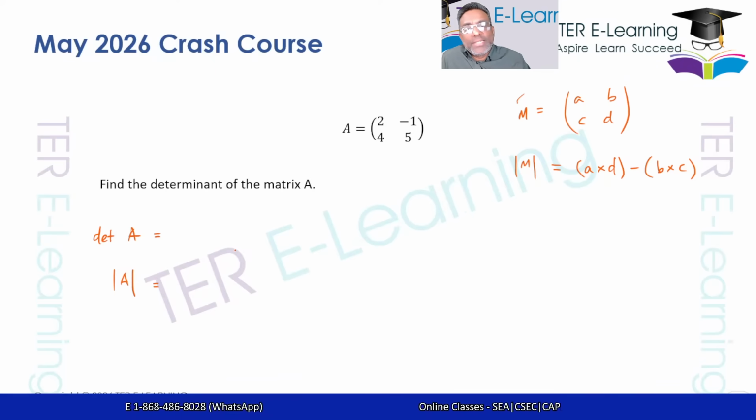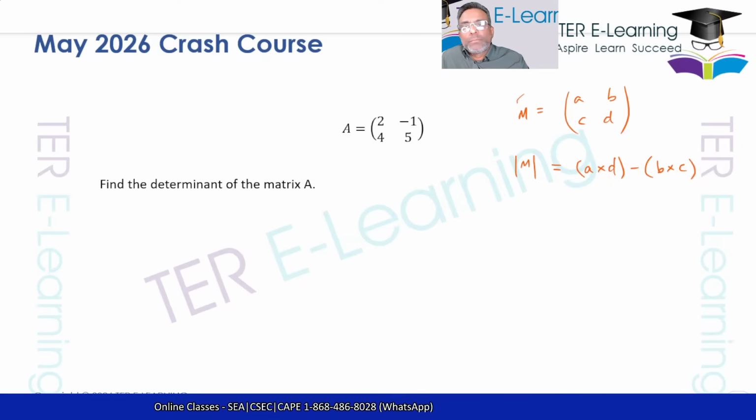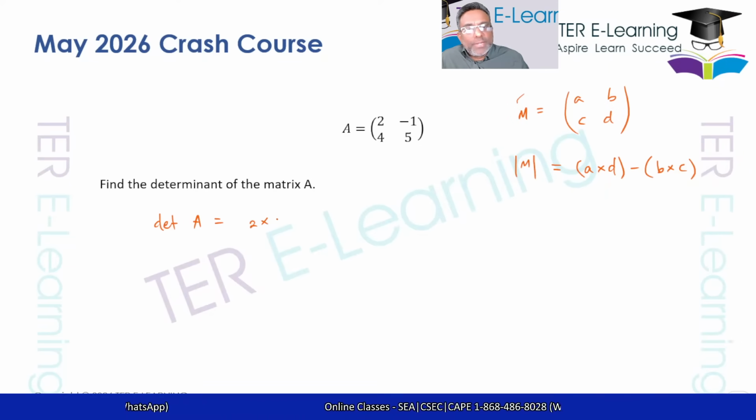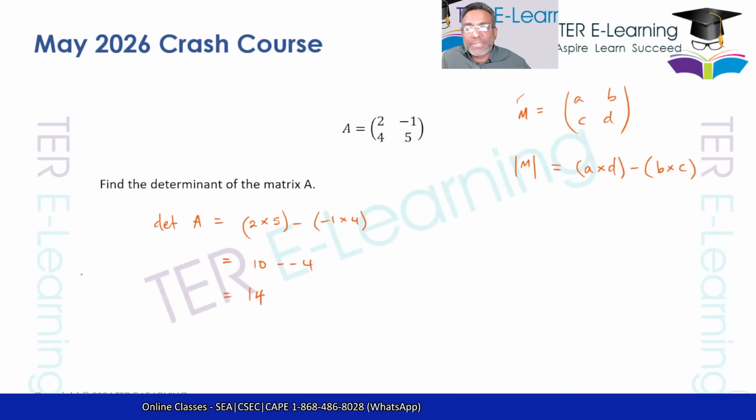So if I want to work out the determinant of A, the determinant of A here is equal to 2 multiplied by 5, minus 1 by 4. So in this case here, this will be 10 minus 4. So that's going to give us 14. All right. So that's our determinant for this particular matrix. So you need to know the formula to find the determinant.